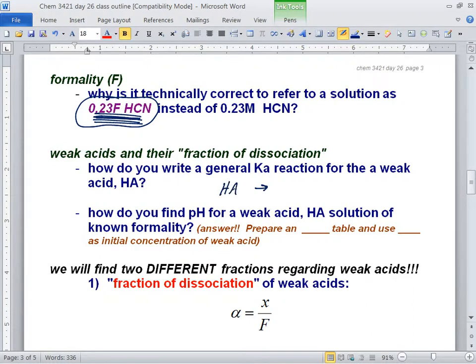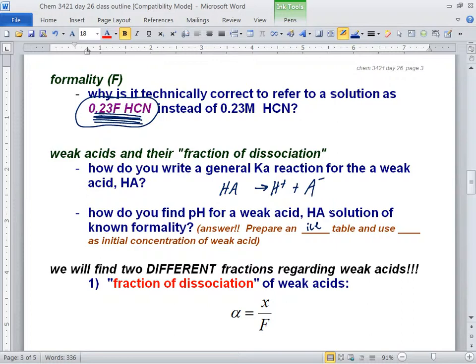HA goes to H plus and A minus. Okay. And then we had some problems where we had to find the pH for a weak acid. How do you do that? How do you find the pH for a weak acid? HA has a solution of some known formality. How do we do that again, Kelly? We make a what table? Make an ice table. And what do we use as the initial concentration?